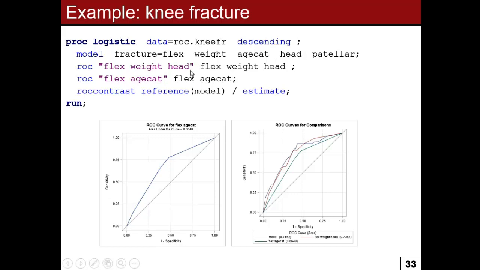So these two statements consider the following. It says, I'm going to consider a gold standard model that's got everyone, all 5. And here are 2 reduced models, one with flex, weight, and head, and then flex and HCAT. This is the label. And so I'm asking SAS here, give me the 2 plots. And then there's this other thing called ROC contrast reference model estimate. And it asks for this thing on the right.